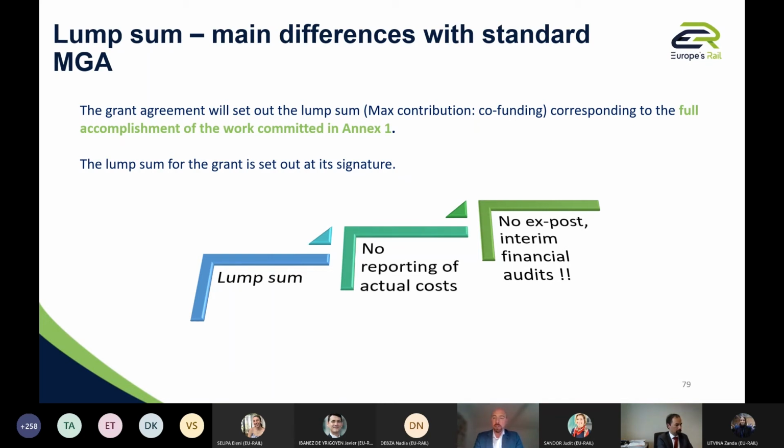What is interesting in this scheme is that we have no reporting of actual cost anymore. So this morning, I don't know if you are still here, Mr. Petruccioli, Piero, you asked the question how the GU would manage this part. I will explain that in the next slide. But indeed, there is no more reporting on actual costs. And there is also, quite important, no ex post audit or interim and financial audit. So this is over. Next slide, please.